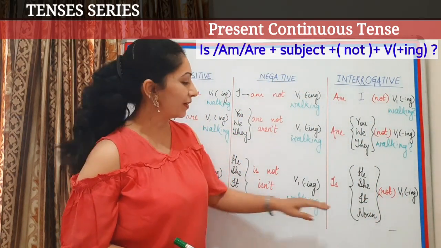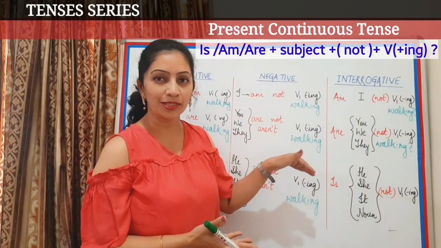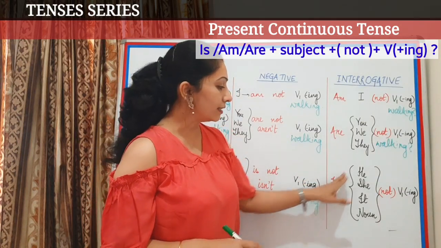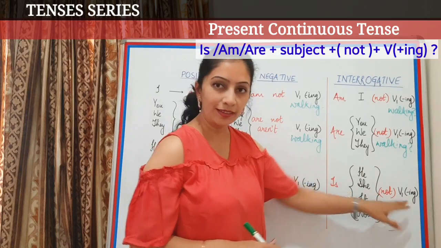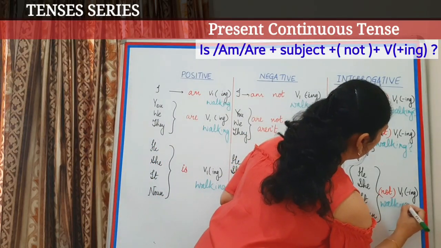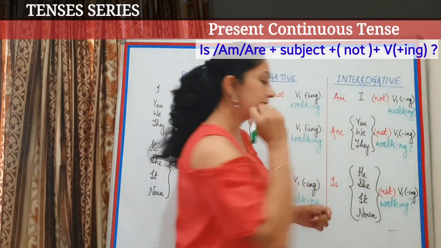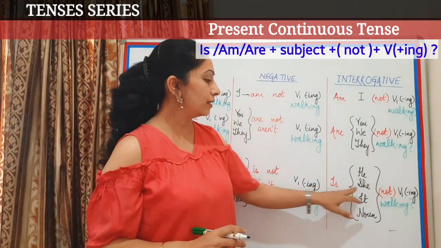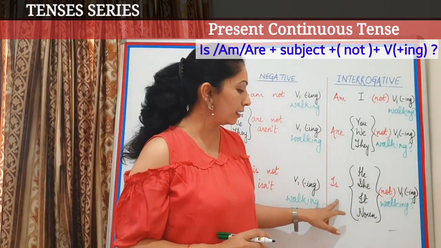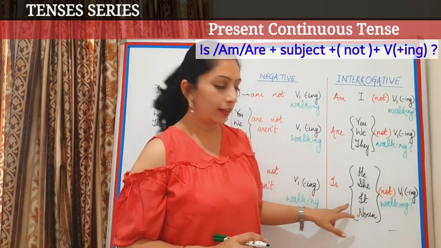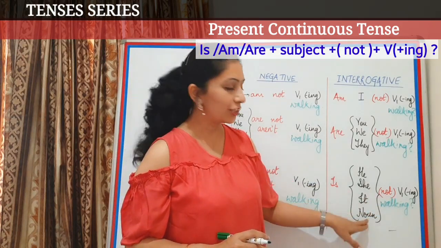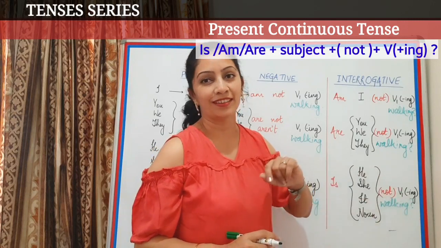Clear? Okay, let's come to the next set of subjects where we use is as the auxiliary verb. Like, is he not walking? Let me write the verb for you here and make a complete sentence out of it. So it becomes, is she walking? Is it not walking? Or is Raj walking? Is Ria not walking? Is Shaina not walking?